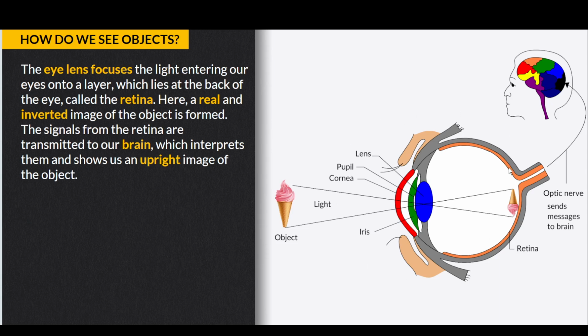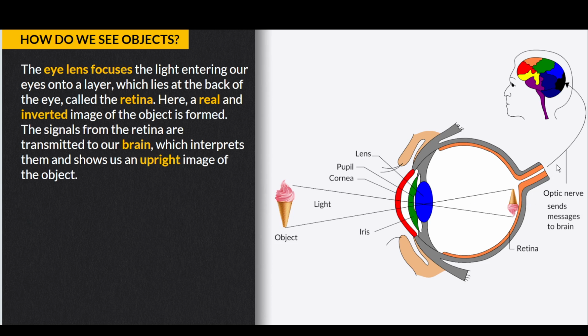And this is the structure of our eye. This is the eye lens, this blue one. It focuses the light entering our eye onto a layer which lies at the back of the eye, and this is called the retina, this orange part. Here a real and inverted image of the object is formed, and the signal from the retina goes to our brain through the optic nerves. You must have learned about the nervous system, right? Our nerves send signals to our brain, and then the brain analyzes what is happening, right?